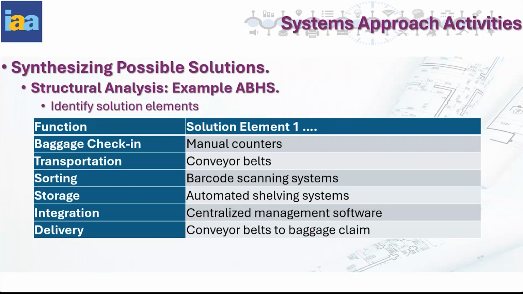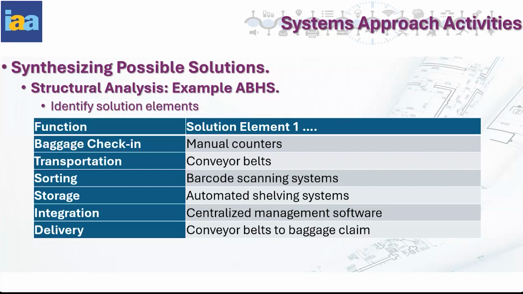Transportation. You make a long conveyor belt or some AI-based automatic delivery vehicles. Like this, you can list based on your financial condition and your technology appetite. You can work out many solution elements. Similarly, sorting. It can be a barcode scanning system or an AI-based sorting system. Storage, an automated shelving system or a manual shelving system. Integration, how you will integrate this processing with centralized management software. And how do we deliver? Say, conveyor belt to baggage claim.